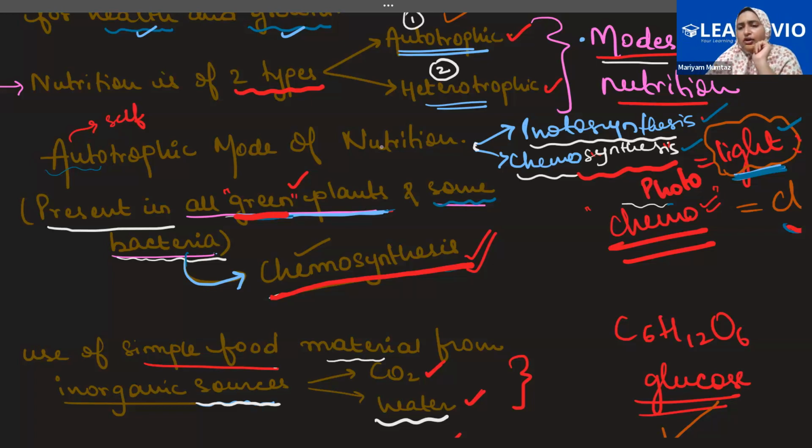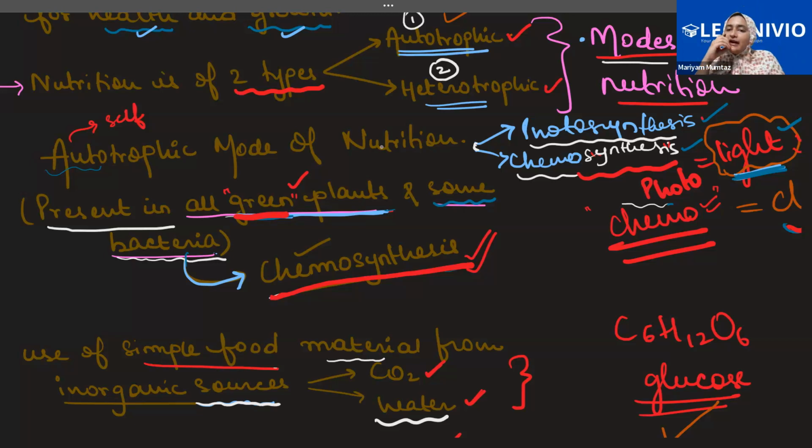Why only green plants? Why not blue? Why not yellow? Why not purple? Why only and only green? It has chlorophyll in it. Correct. All the plants that are green in color, they are green because they have chlorophyll present in them, right?